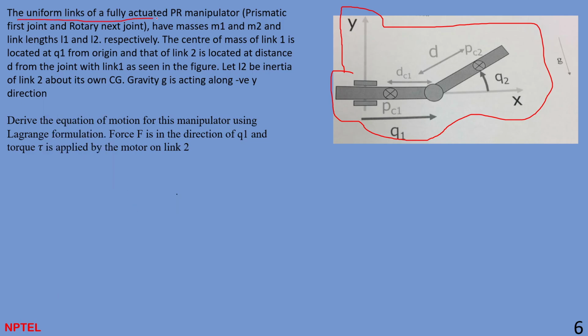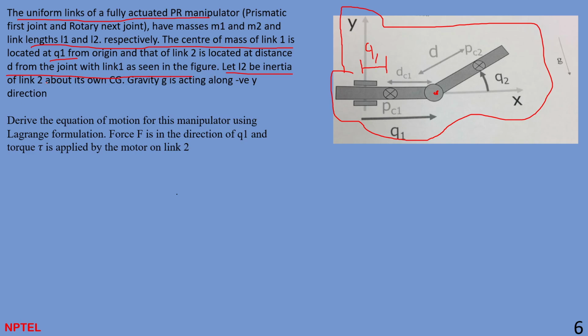The uniform links of a fully actuated PR manipulator. This is a PR manipulator, which has a prismatic joint and a revolute joint, having masses M1 and M2 and link lengths L1 and L2 respectively. The center of mass of link 1 is located at Q1 from the origin, and link 2 is located at distance D from the joint with link 1, as seen in the figure. So this is Q1, and this D is already given, the center of mass of that link from the connecting point.